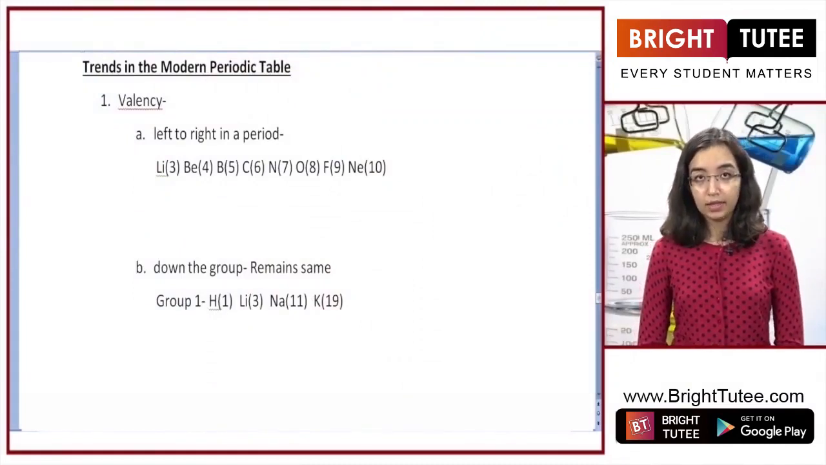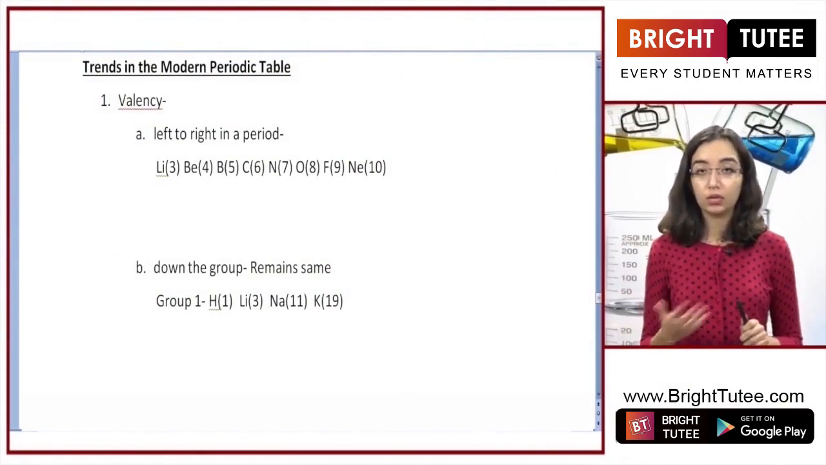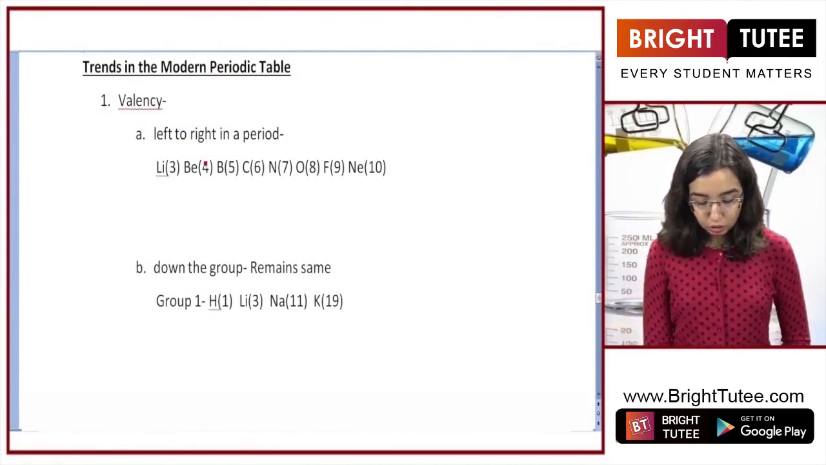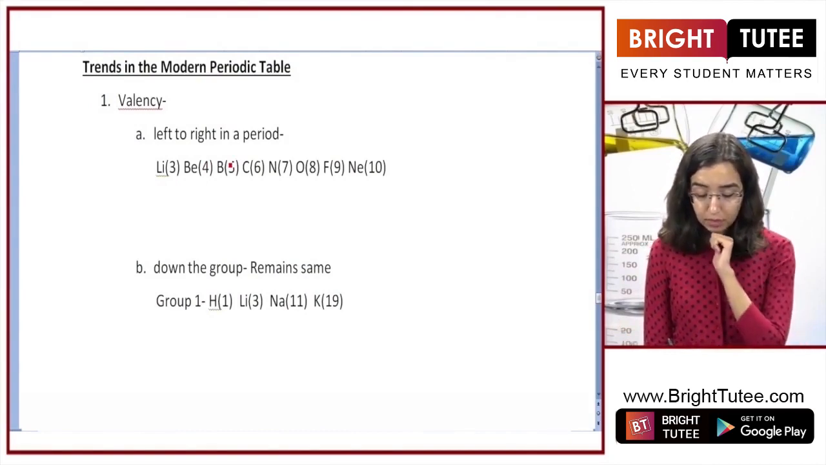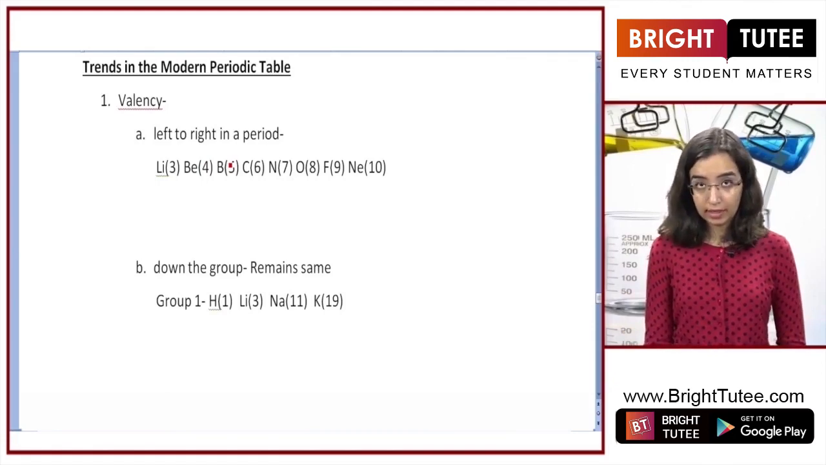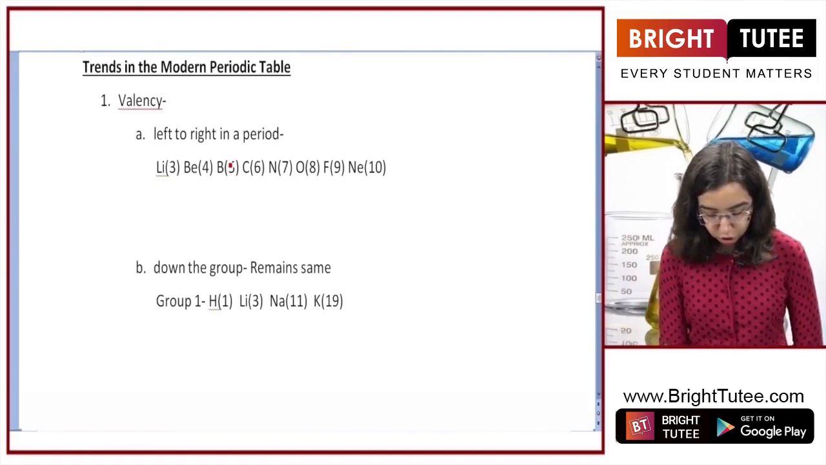Now what is valency? Valency is the number of electrons an element will either take or give to achieve a stable configuration. So when we move from left to right in a period, as I've already explained this period to you, you will see that the number of valence electrons is increasing, but valency would first increase and then it would decrease. Let me show you how.